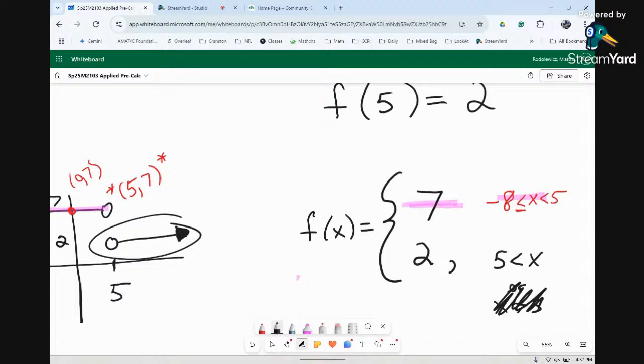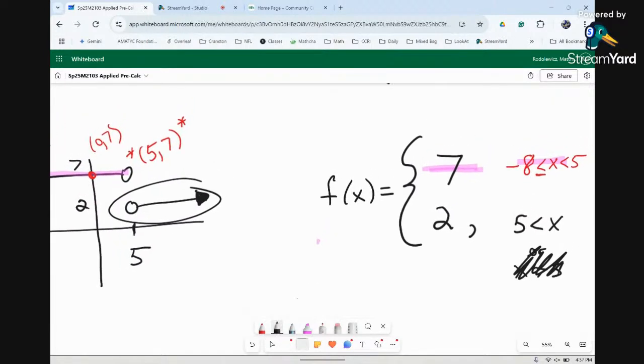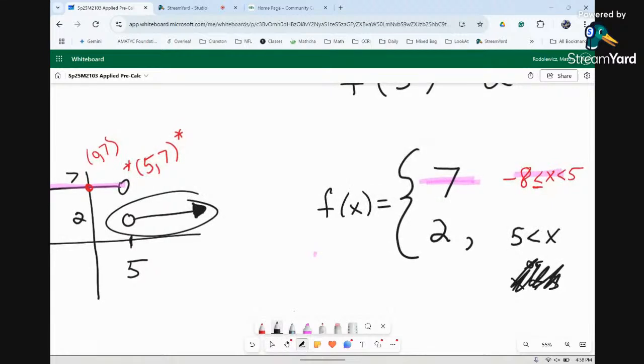Because I'm going to move forward. Yeah, what's up? Does the 7 have to be at the top or can the 2 be on the top? The 2 could be on the top. As long as you have the correct condition, the 2 has to be with this condition. The 7 has to be with this condition. If you want to write it up there and there, that's fine.